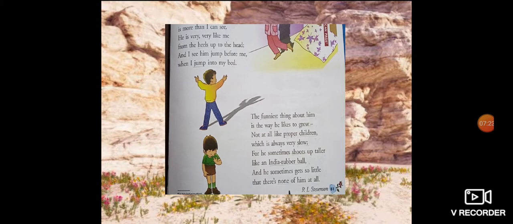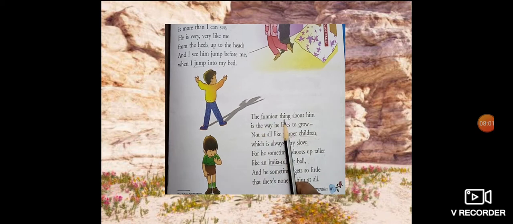When it happens, you can see the shadow is big in the morning, and in the afternoon time the shadow will be a little different, right? It will be a little small, and sometimes it is taller. According to the sunlight and the source of light, which direction it comes from, the shadow looks taller, shoots up taller, or sometimes it gets so little. This is the meaning of this poem.